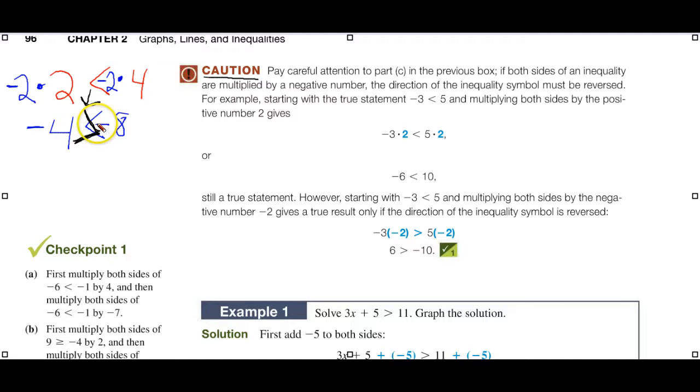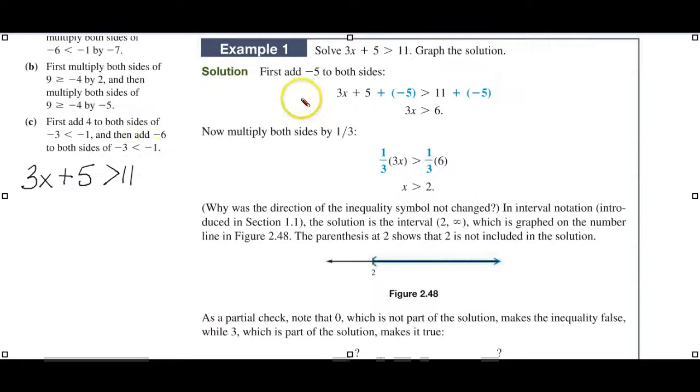Otherwise, it becomes a false statement. That's the only caution when working with inequalities. So let's go on and do some now.